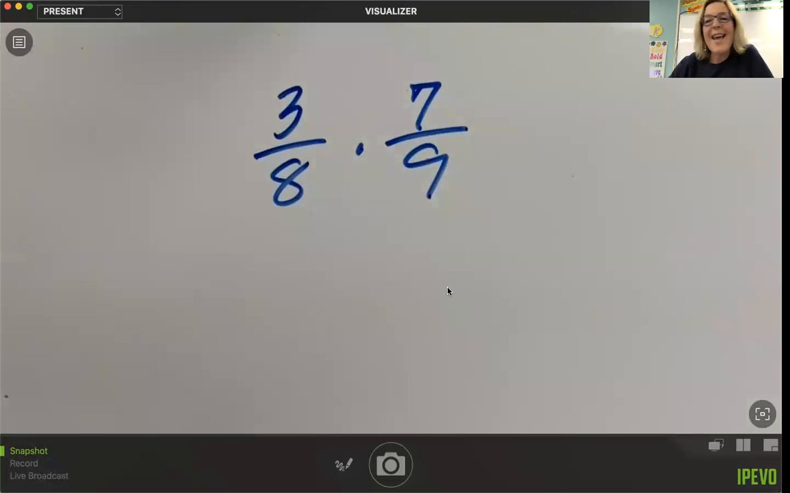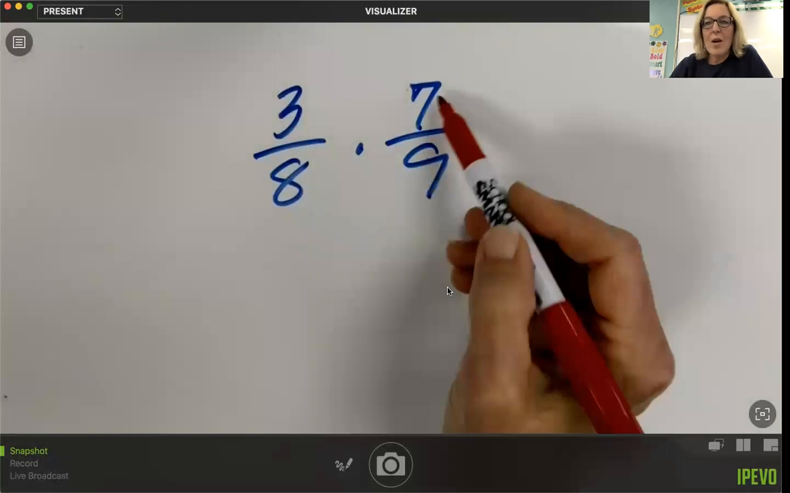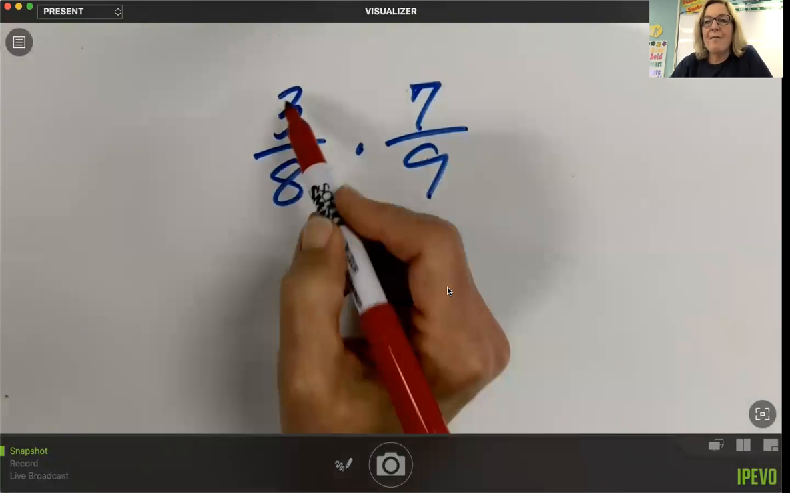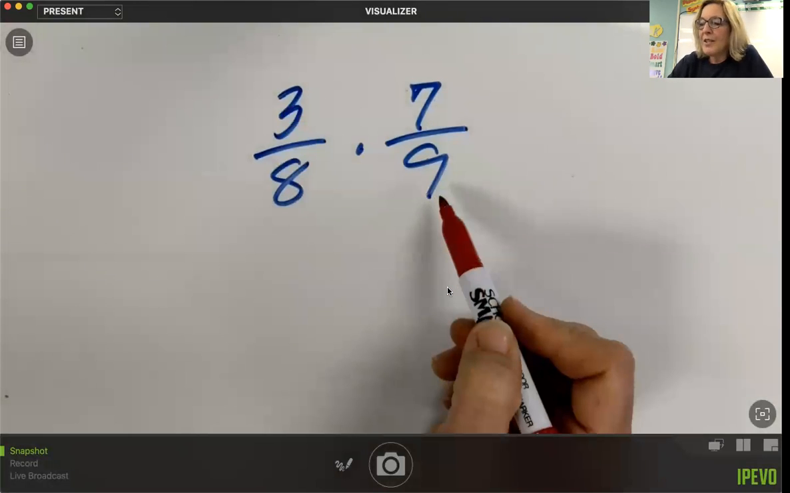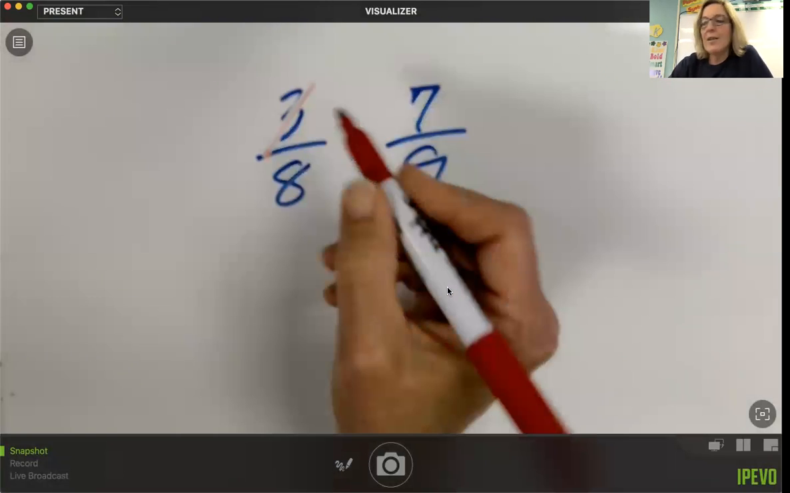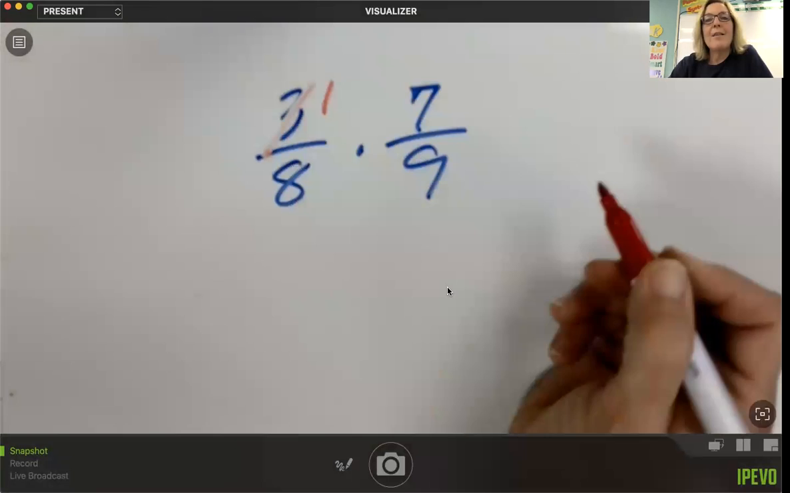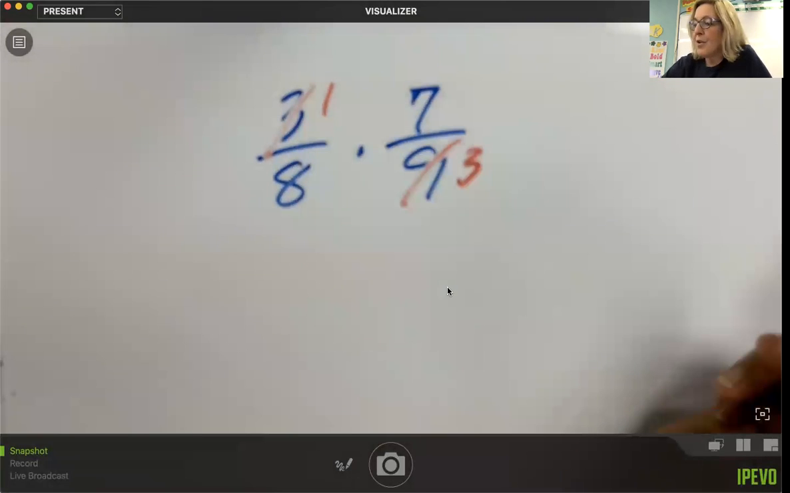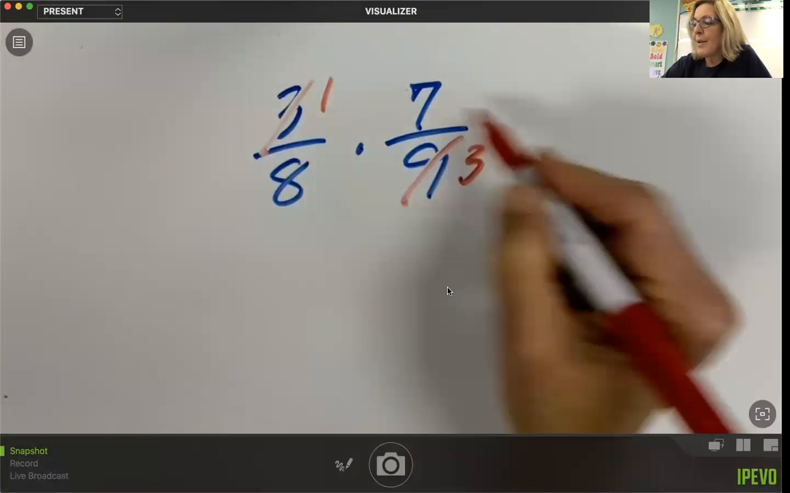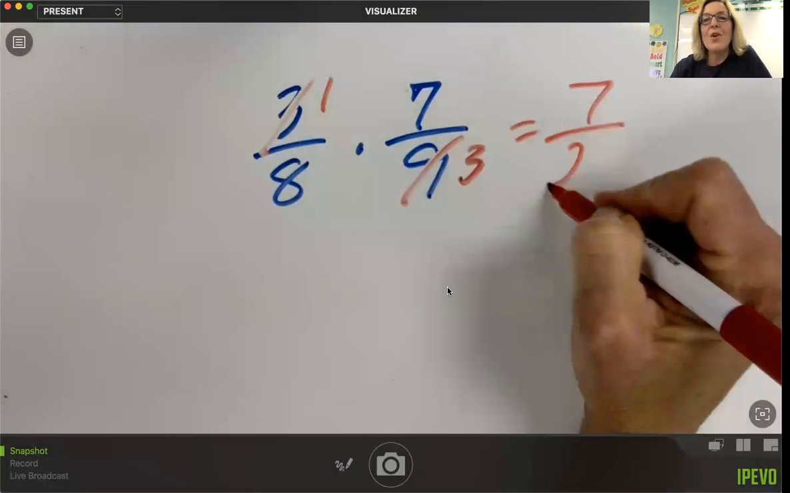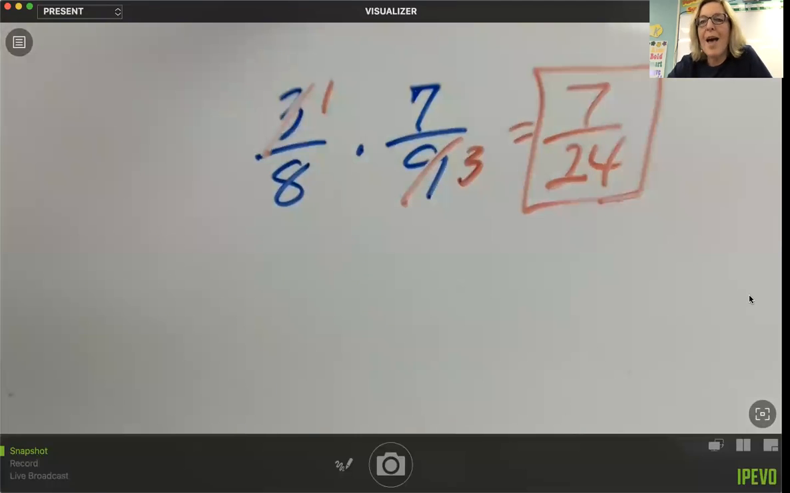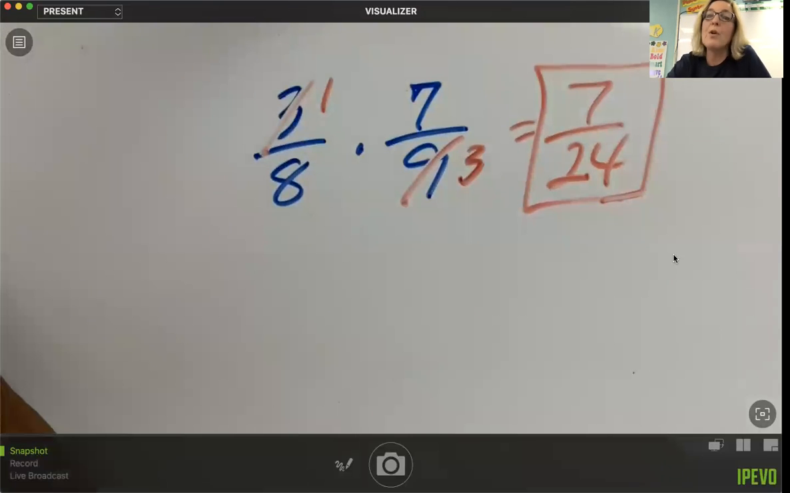So 7 and 8 don't have a common factor other than 1, but 3 and 9 do. 3 and 9 both have a common factor of 3. So we could divide each of those by 3. 3 divided by 3 is 1. 9 divided by 3 is 3. And so now we can just multiply the numerators and multiply the denominators, and we will get a result that's already in its simplest form. And so that keeps us from having to simplify it after we've multiplied.